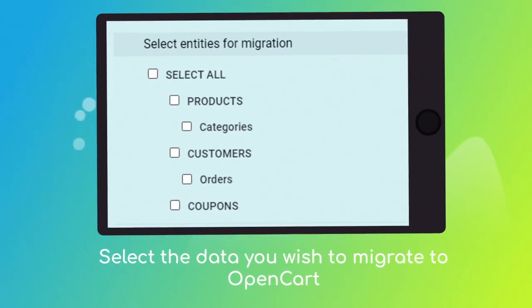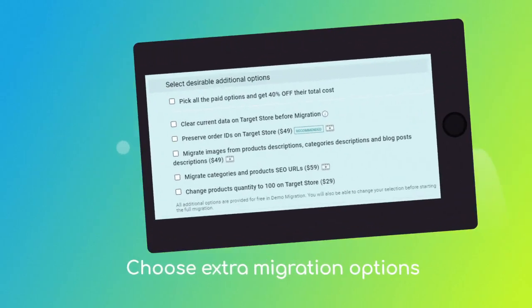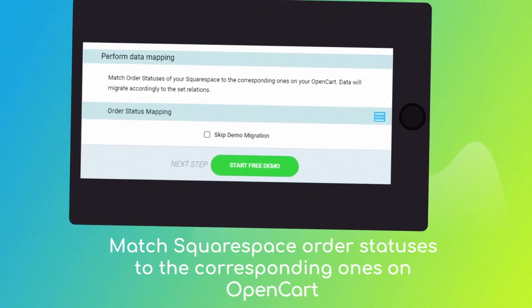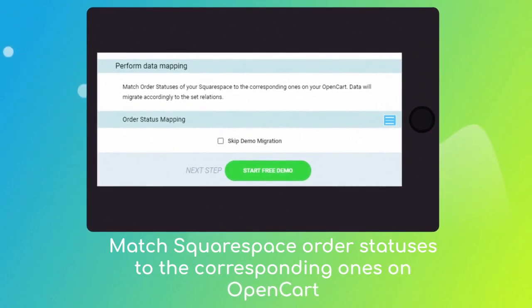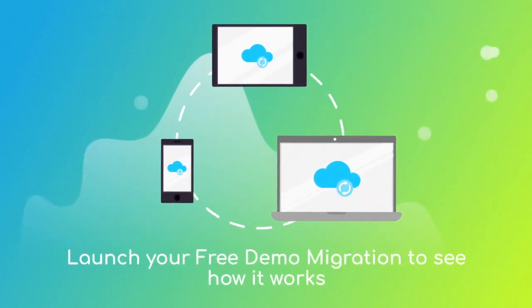Next, click the Choose Entities button to select the data types you'd like to migrate to on OpenCart. And choose the additional options like migration of images from product, categories, and blog posts descriptions, etc. Then, click the hamburger button to match your Squarespace order statuses to the corresponding ones on OpenCart. Now you can start free demo to see Cart to Cart in action.